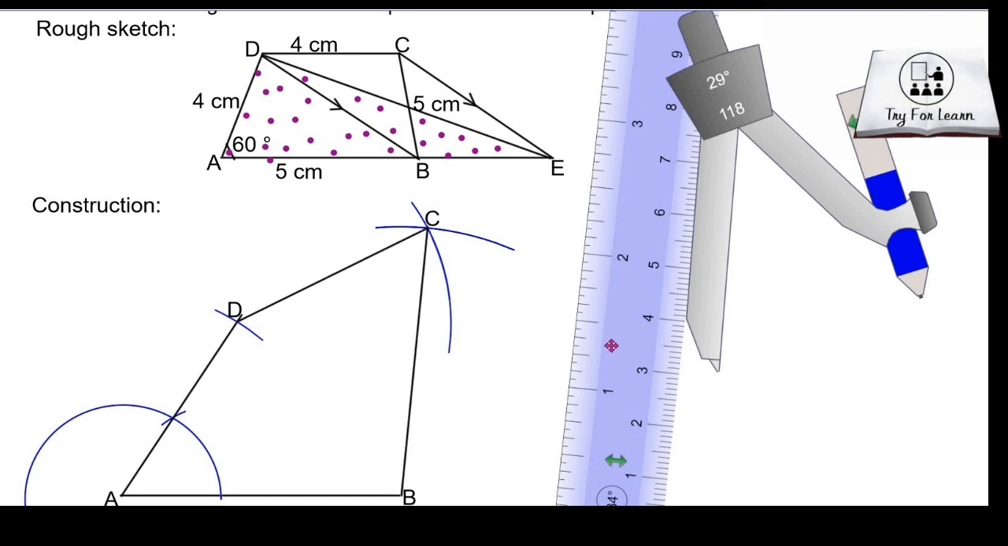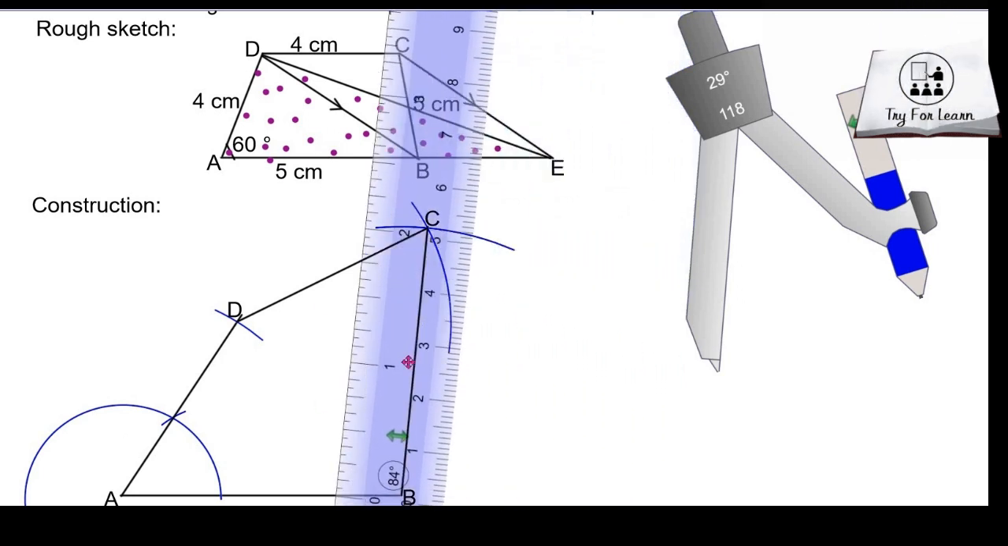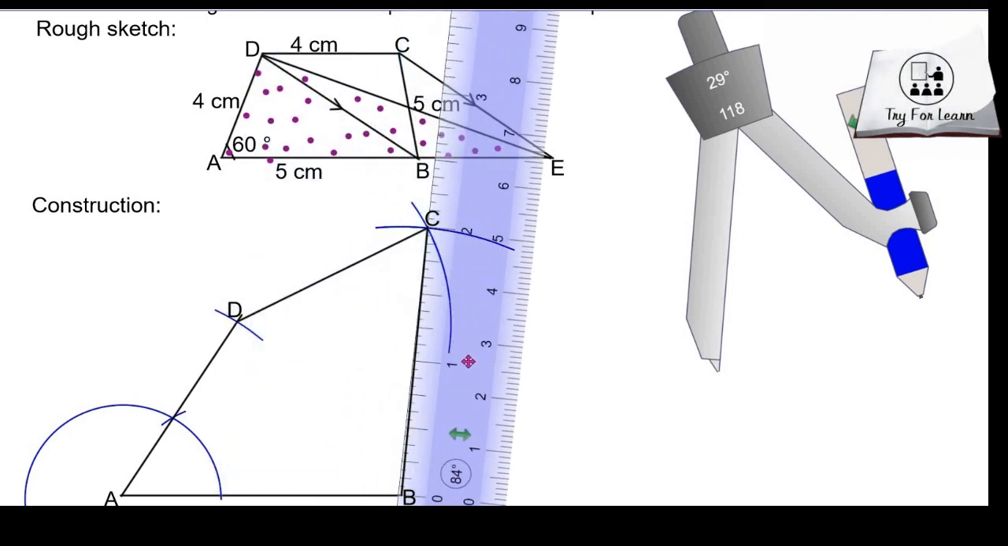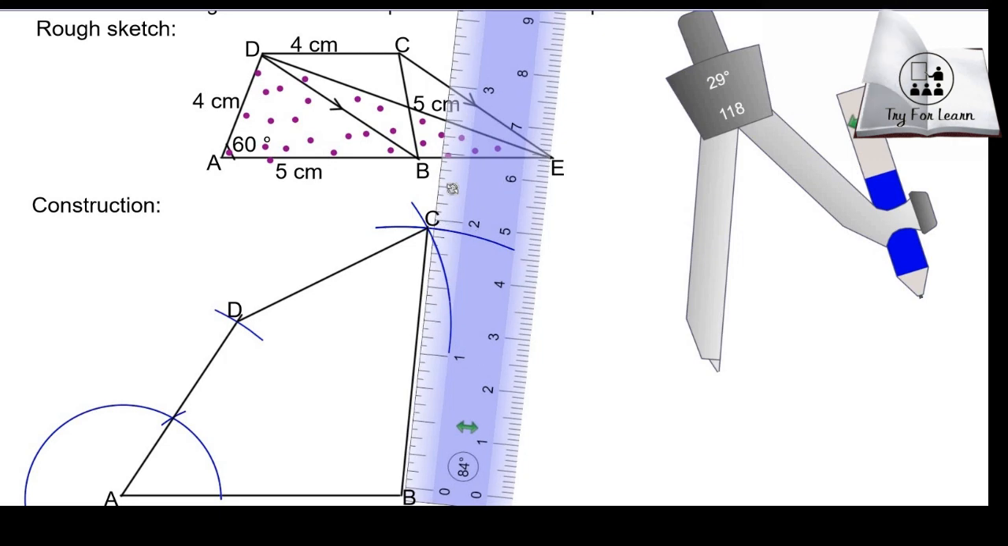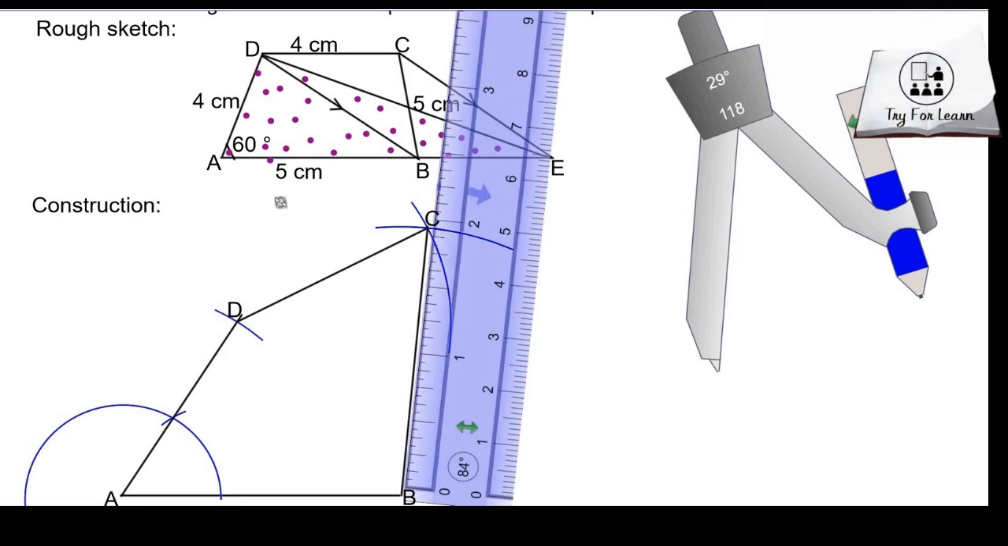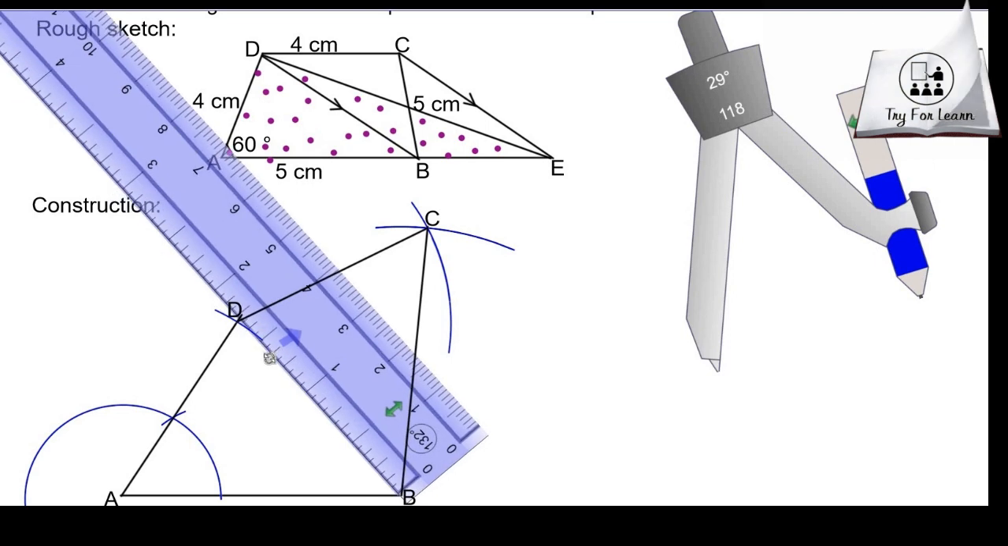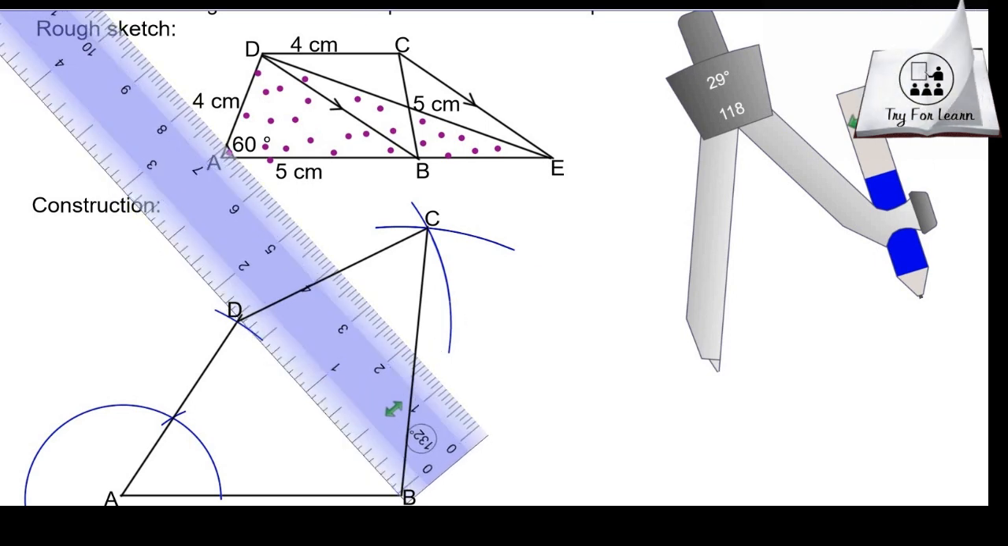Now we need to draw a triangle whose area is equal to the area of this quadrilateral ABCD. Either you can join AC or BD, but here according to this rough case I have joined BD. So now we need to join B and D. By the help of scale and pencil you can join BD.